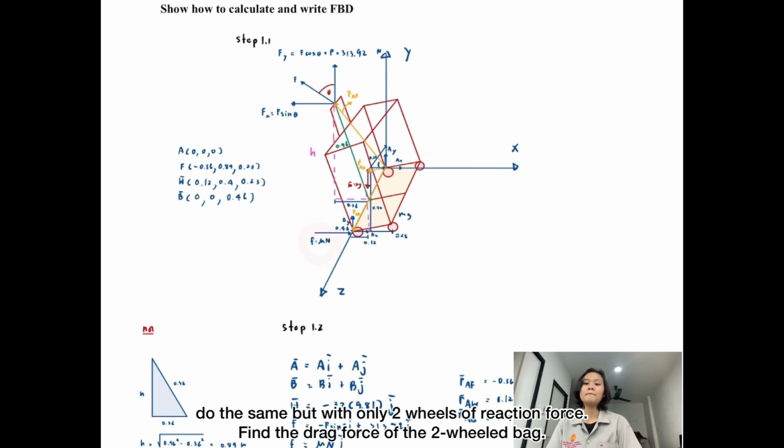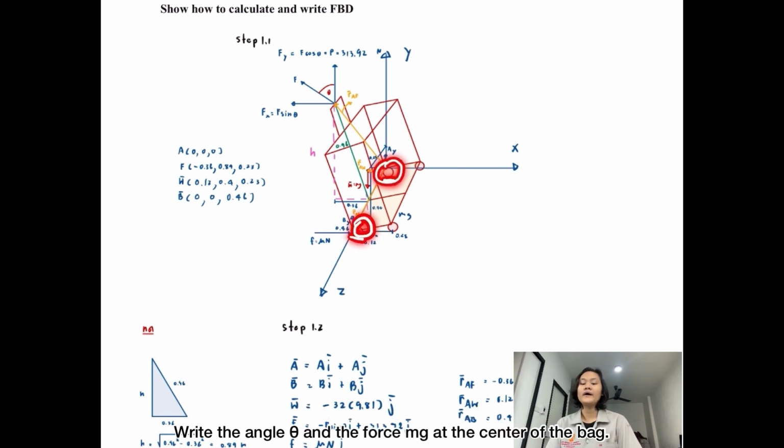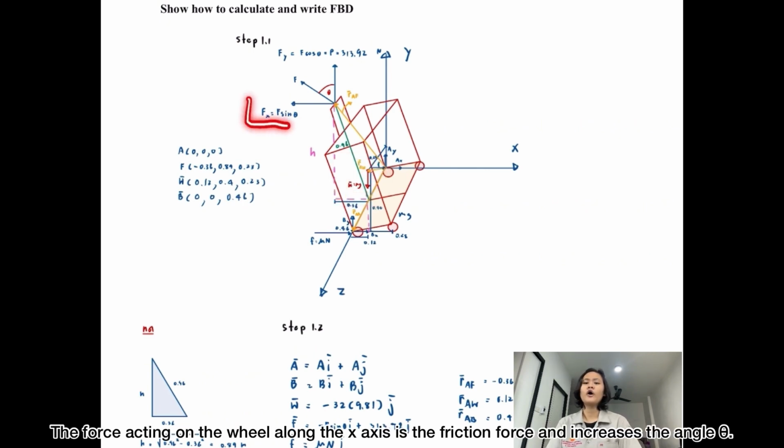friction. Do the same, but with only 2 wheels of reaction force. Find the drag force of the 2 wheels at the back. Write the angle theta and the force mg at the center of the bag. The force acting on the wheel along the x-axis is the friction force, and increase the angle theta.